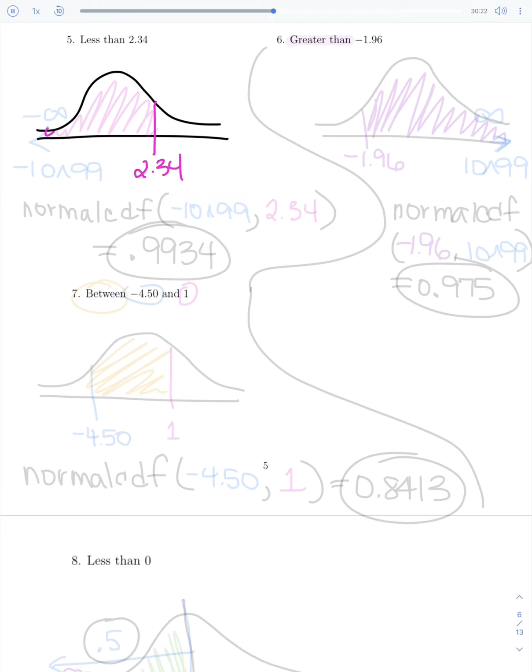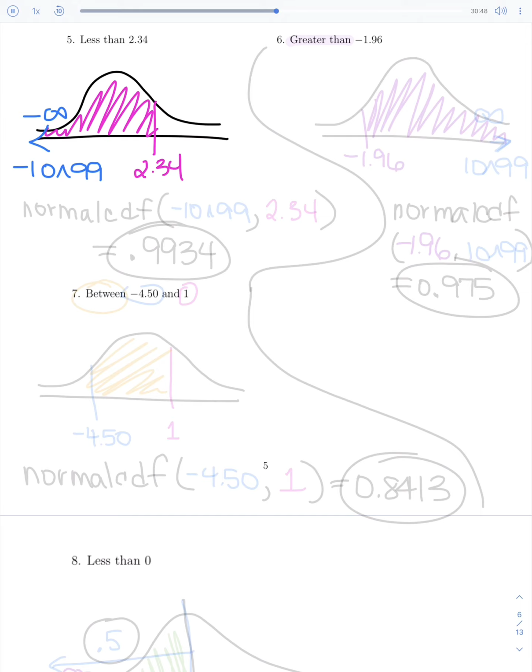This time, though, you want the area to the left. So remember, if you're going off to the left here, you don't technically have a starting value. You're going off towards negative infinity, which means you should be starting by using a negative 10 to the 99th. So when we go do our normal CDF, our start value should be a negative 10 to the 99th, and our end value should be our 2.34.